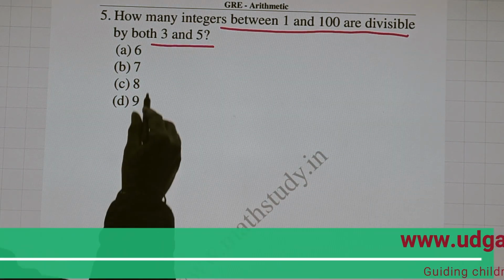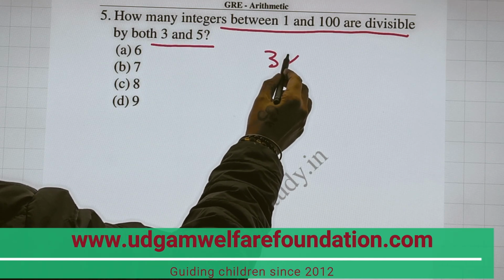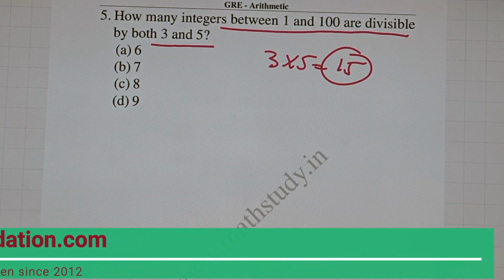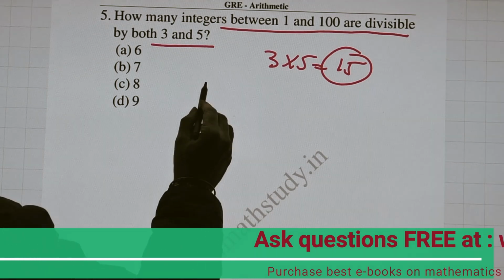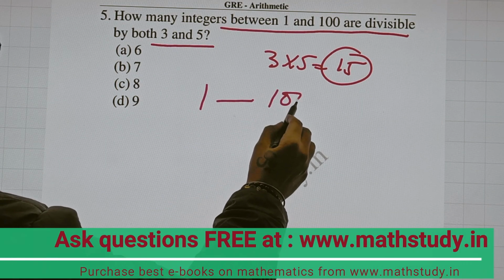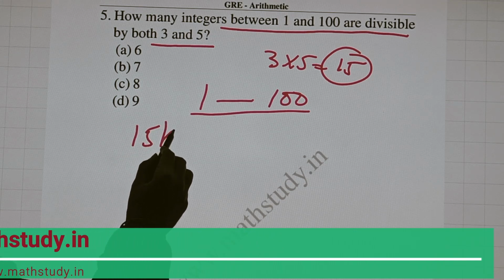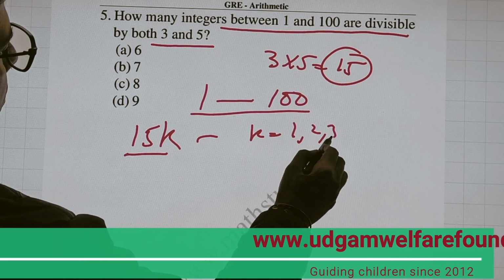Always remember that if any integer is divisible by 3 and 5, that means it should be divisible by 15 only. So we have to find those numbers which are divisible by 15 from 1 to 100, that means in between 1 to 100. So the first number will be of this form, 15k, where k is equal to 1, 2, 3, 4, and so on.